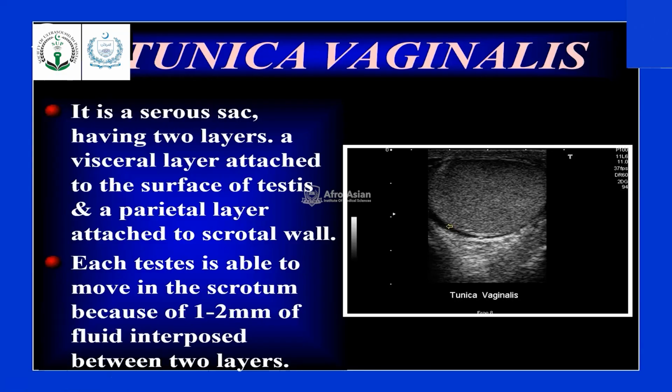Each testis is able to move in the scrotum because of 1 to 2 mm of fluid interposed between two layers of the tunica vaginalis. This anechoic area is the fluid in the tunica vaginalis, which has a visceral layer towards testes and a parietal layer towards the wall.